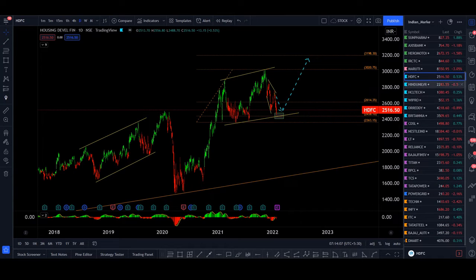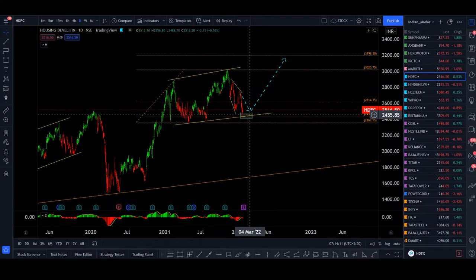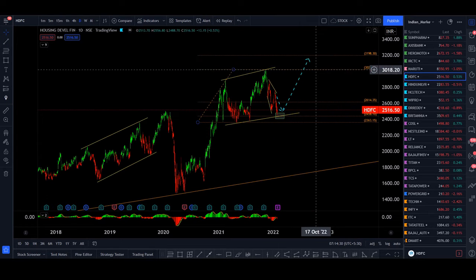So we'll move on to Hdfc. Hdfc has actually completed the C wave in a daily time frame. We have an impulse followed by a correction for A wave, an impulse inside that, and a correction for C wave. So now we are expecting another wave up. This can be a good wave for a longer term.